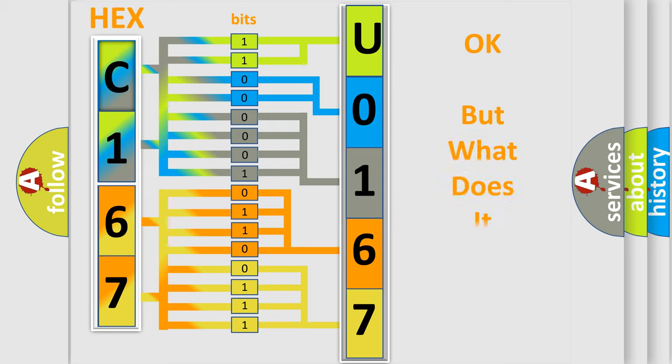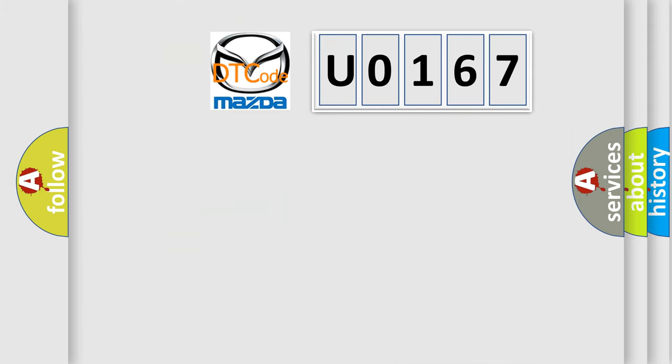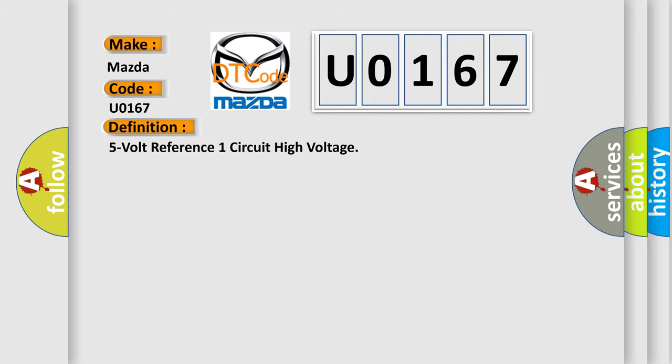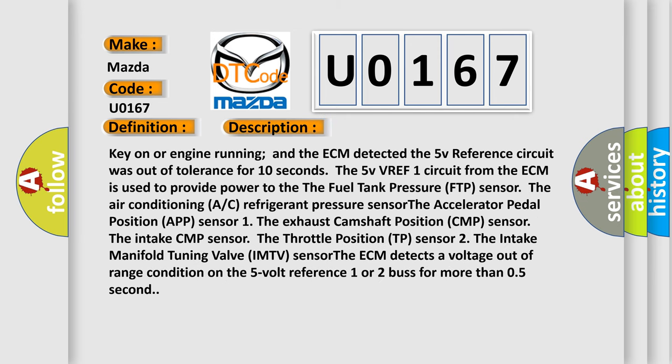The number itself does not make sense to us if we cannot assign information to what it actually expresses. So, what does the diagnostic trouble code U0167 specifically mean for Mazda vehicles? The basic definition is 5-volt reference 1 circuit high voltage. And now this is a short description of this DTC code. Key on or engine running and the ECM detected the 5V reference circuit was out of tolerance for 10 seconds.